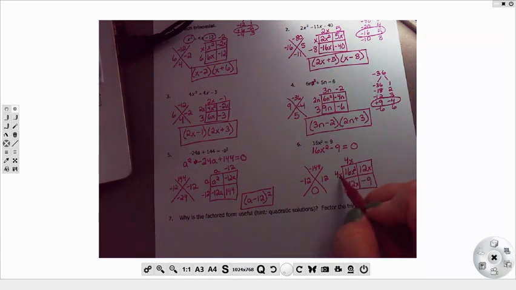But now I want to think, 4x times what would give me 12x? Well, that would be 3. 4x times what would give me a negative 12x? That would be a negative 3. And 3 times negative 3 is negative 9. So my factors for this one would be 4x plus 3 and 4x minus 3.